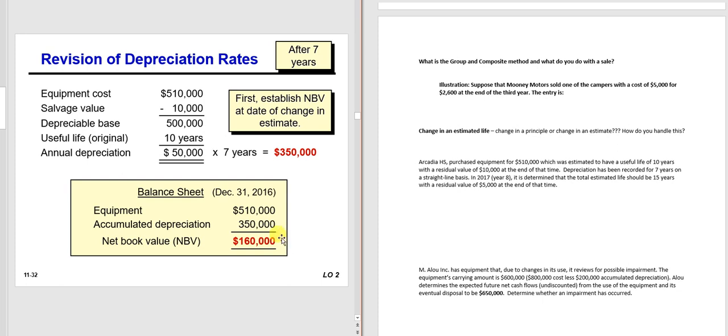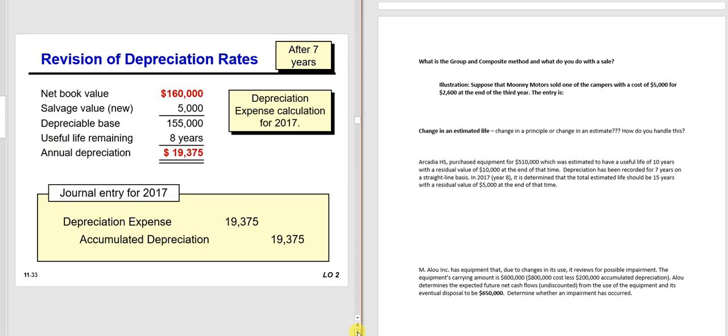But what I do is pretend that's the new cost. So remember the formula, cost minus salvage value divided by life. All I'm going to do is take my new cost, which is the 160, minus my new salvage value, which I believe is 5,000, divided by my remaining life, which I believe is 8. So 160 minus the new salvage value divided by years remaining gives me 19,375.